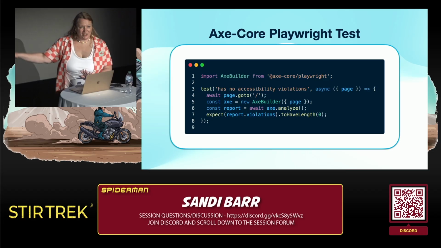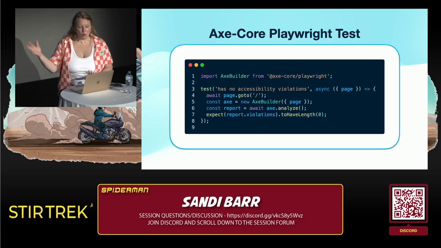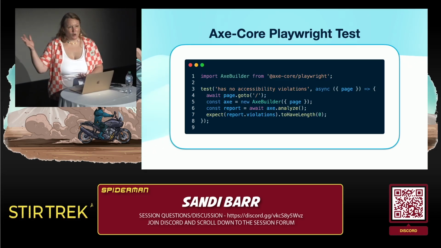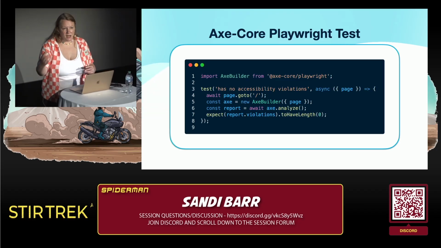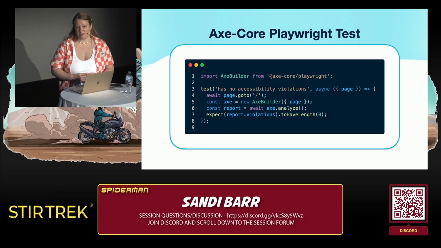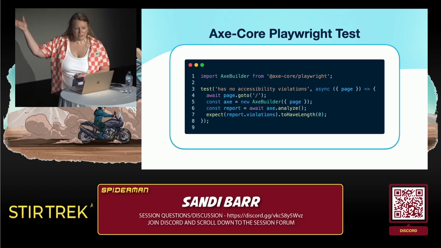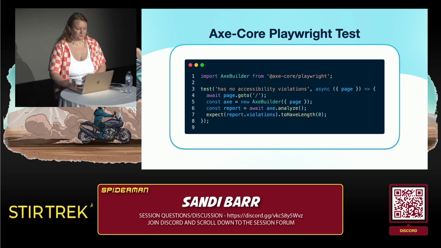This is actually all the code that it takes to inject Axe and run all those rules against a page. You import the Axe builder from the Axe Core Playwright package, navigate to that page, which you typically do in the beforeEach, instantiate the Axe builder, and then await on the analyze to run the accessibility scan. Finally, you assert that there are no violations in the results.